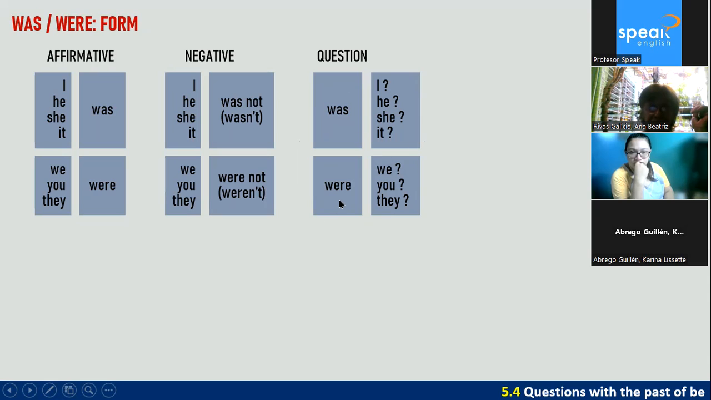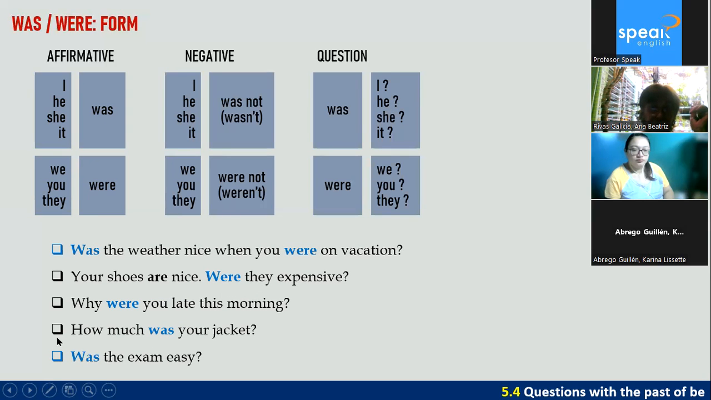For example, were you in class yesterday? Was she in class yesterday? Right? Was my mother in the house yesterday? Were my classmates in the breakout rooms, etc. So remember that when you ask questions, okay, the order changes, right? There is a switch between the subject and the verb. Some examples are, and can I have a volunteer to read the examples, please?